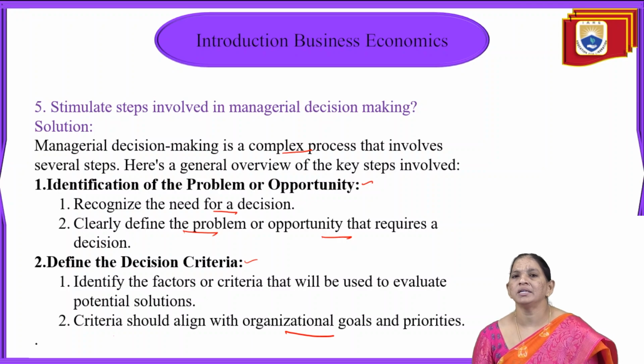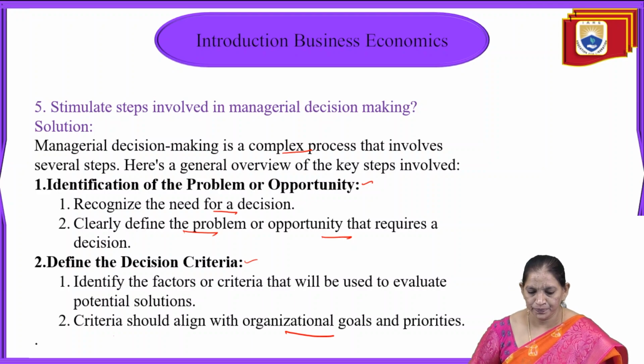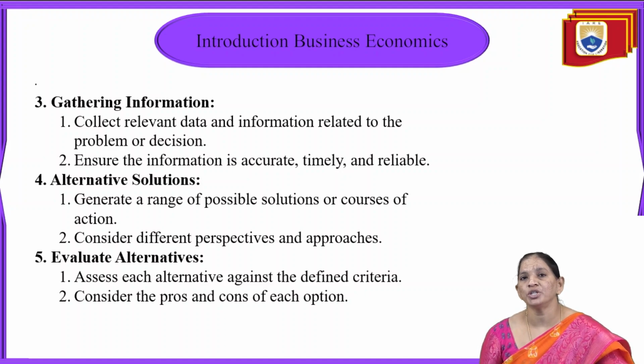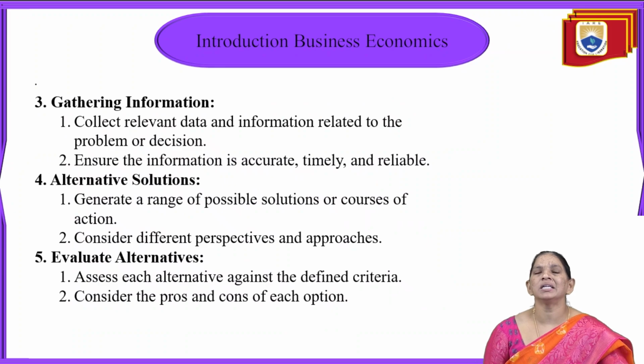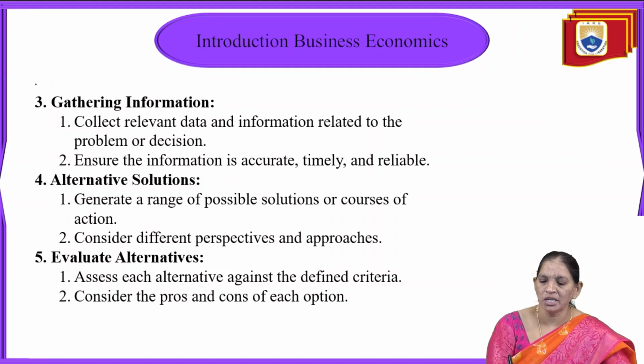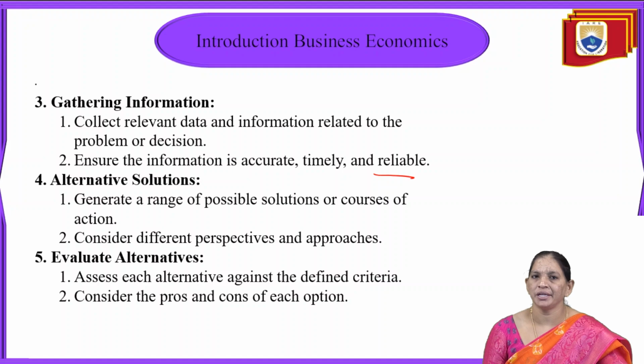So the aim was to evaluate the decision-making process, and along with that, organizational goals and priorities are to be identified. The third step is gathering information. Once we identify the opportunity or the problem and assess the need for this decision, we now collect the relevant data or information relating to the problem. Then we ensure the information is correct, timely and reliable.